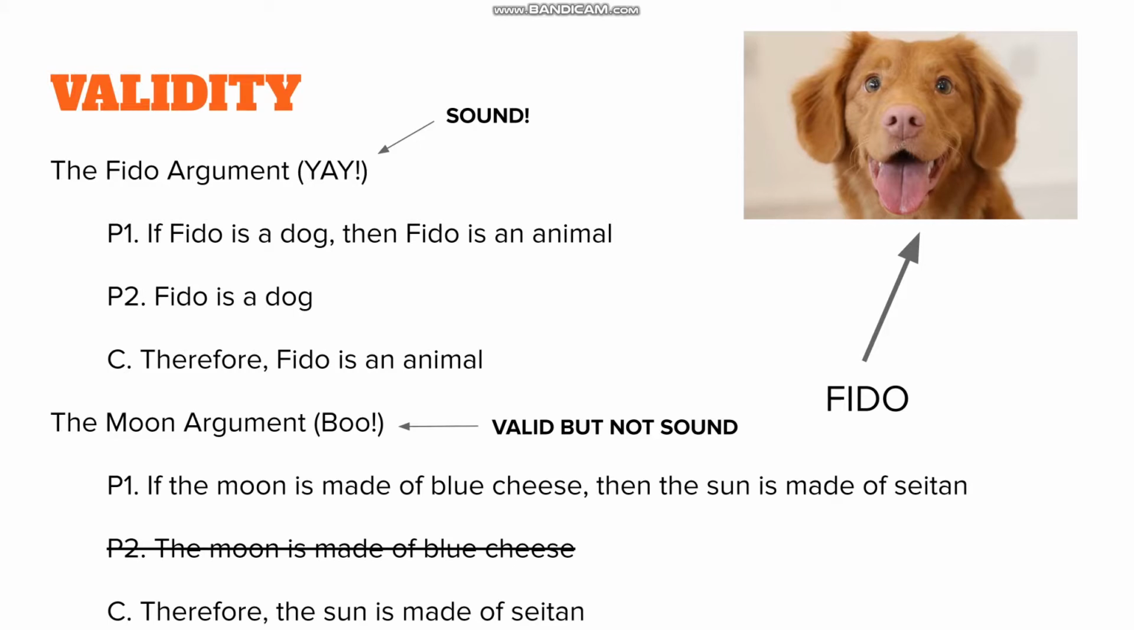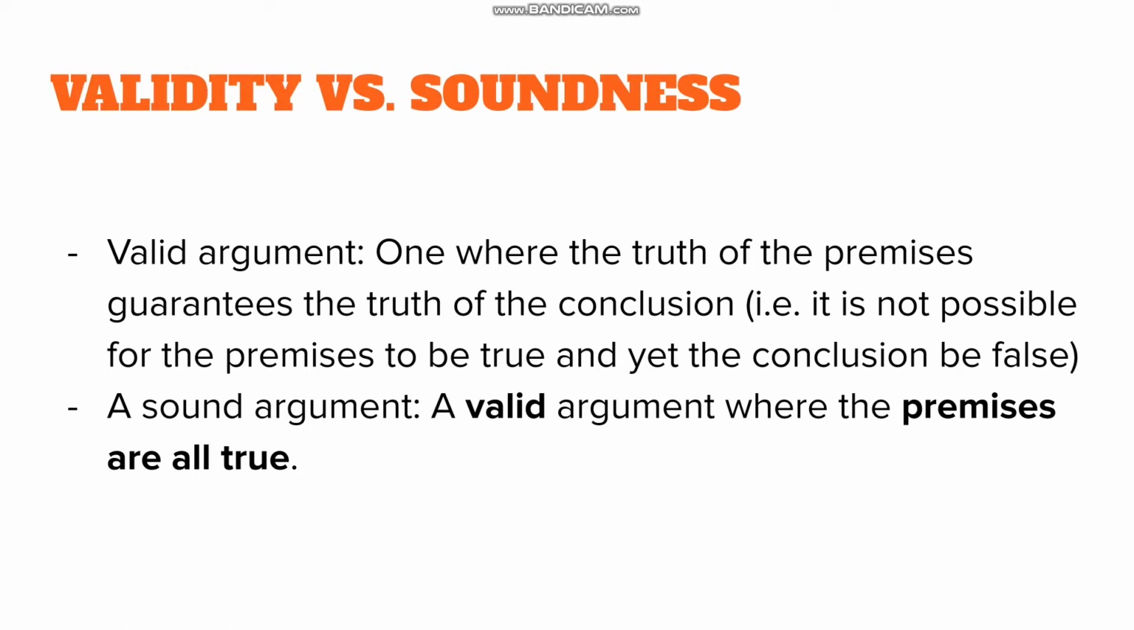So to recap, a valid argument is an argument where if the premises are true, then the conclusion has to be true as well. And a sound argument is one where the argument is valid and all of its premises are true. So that's the basic difference between validity and soundness.